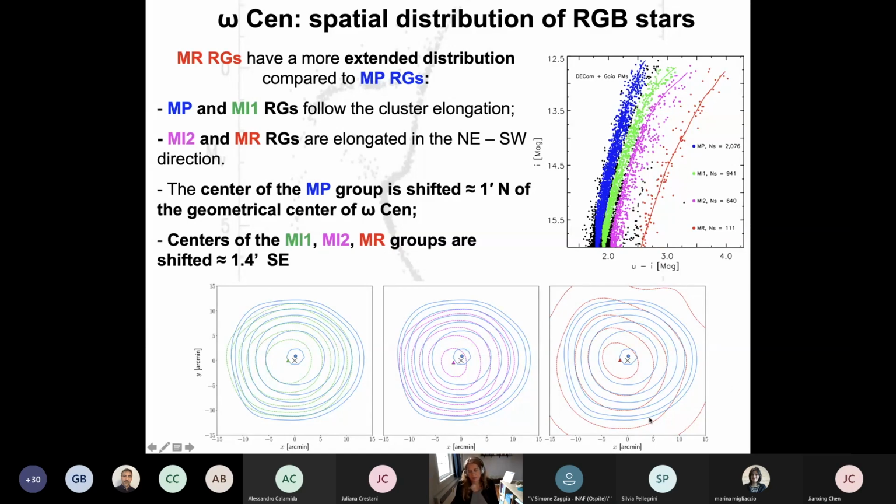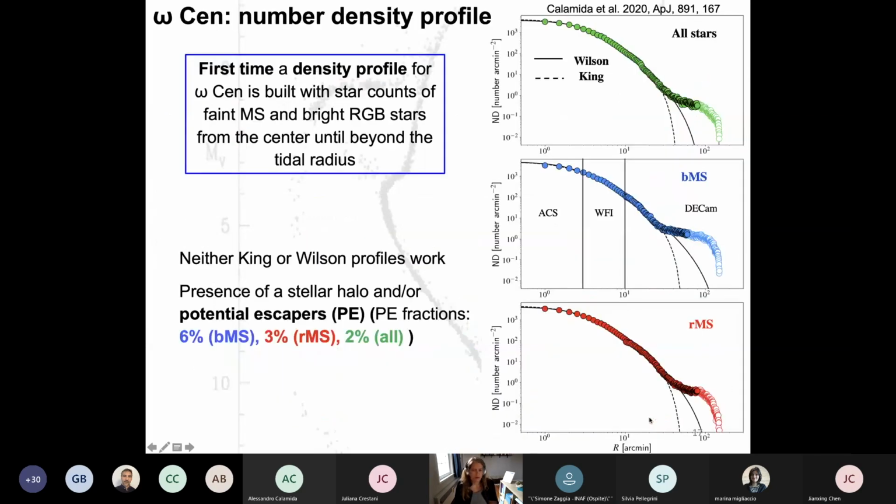Let me also briefly tell you about this. We also had this amazing 3 million star catalog, and this allowed us for the first time to provide a density profile for Omega Centauri, based on faint main sequence stars and bright red giant branch stars, from the center of the cluster until beyond the tidal radius.